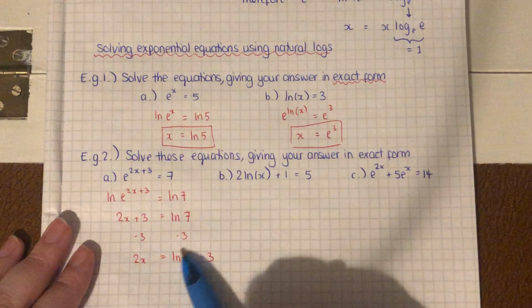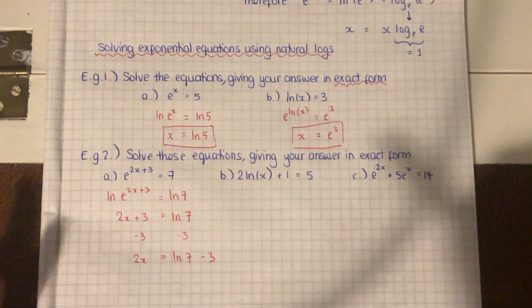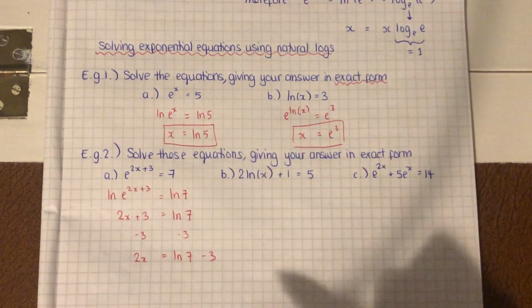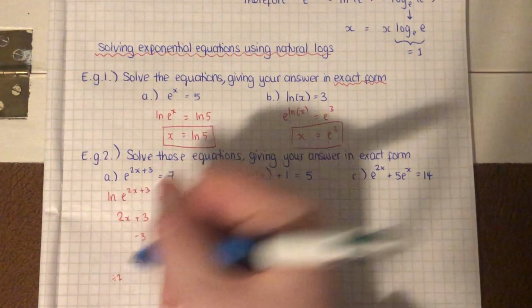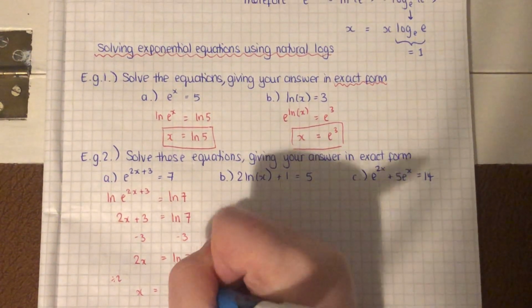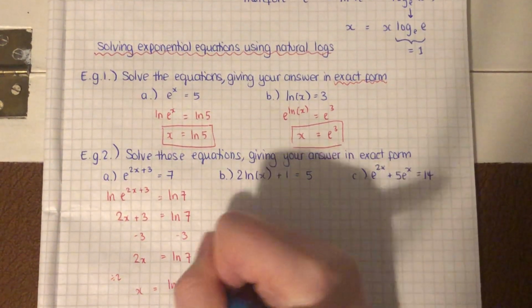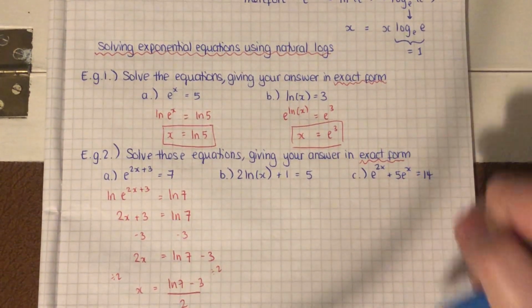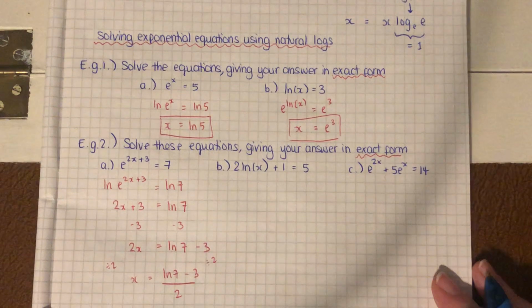Now the 3, you can't subtract 3 from the 7 or anything like that, because think of it as a function, you can't touch it. And then we divide by 2. So x equals ln 7 minus 3 all divided by 2, and it says again we need to leave it in exact form, so we can just leave it as that.